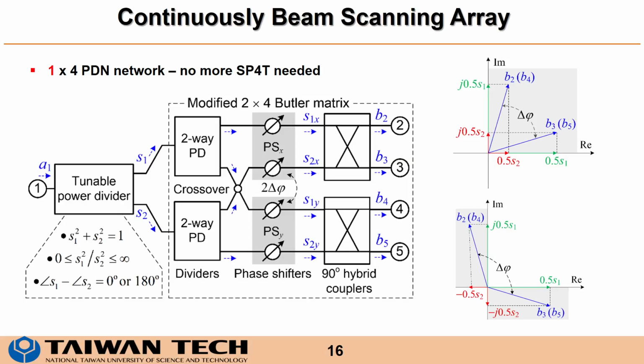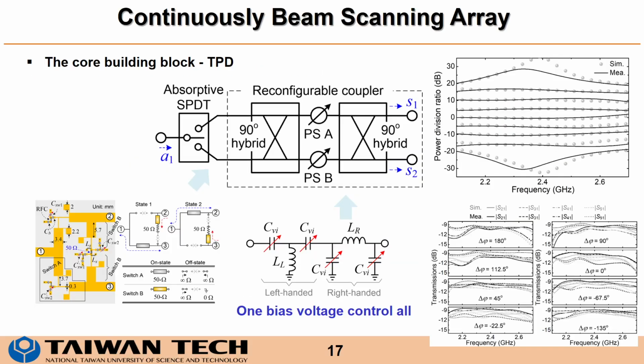And the design has two main parts. The first is the tuning power divider, and the other is a type of modified 2x4 Butler matrix, which is built based on fundamental structures like divider, phase shifter, and also 90-degree hybrid coupler. The core building block of this design is a TPD, tuning power divider, that can provide a very wide range of power division ratio.